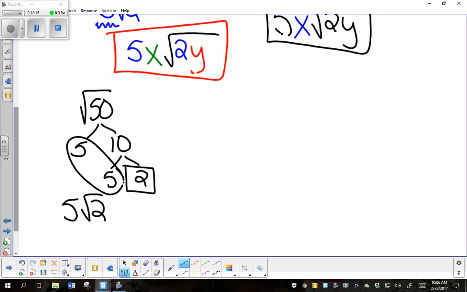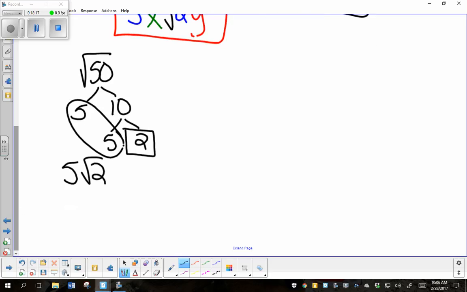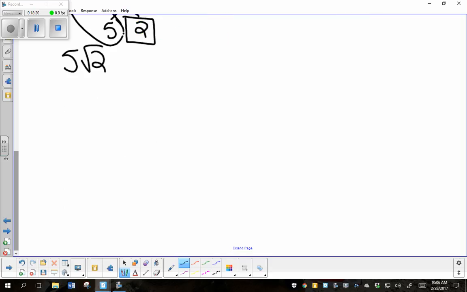Let's do another one of just a number. Which example is this now? C?